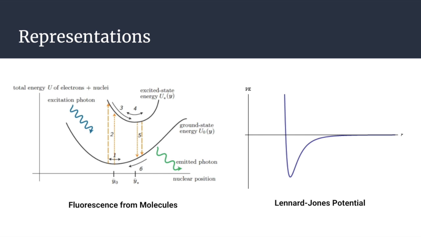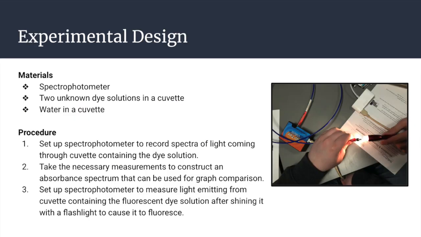interactions between two atoms. For our experimental design, we used a spectrophotometer, 2 unknown dye solutions in a cuvette, one we chose, one the other group chose, and water in a cuvette. For our procedure, we set up the spectrophotometer to record spectra of light coming through the cuvette containing the dye solution. We used the known absorbance graph to compare the data we collected with this experimental setup in order to determine the type of solution that we were given.